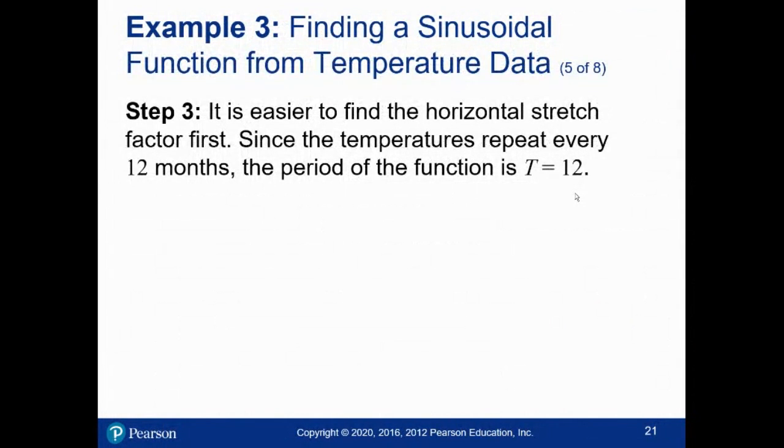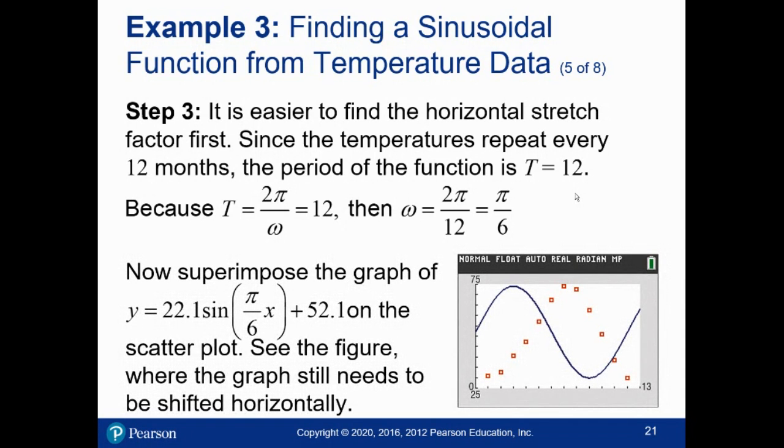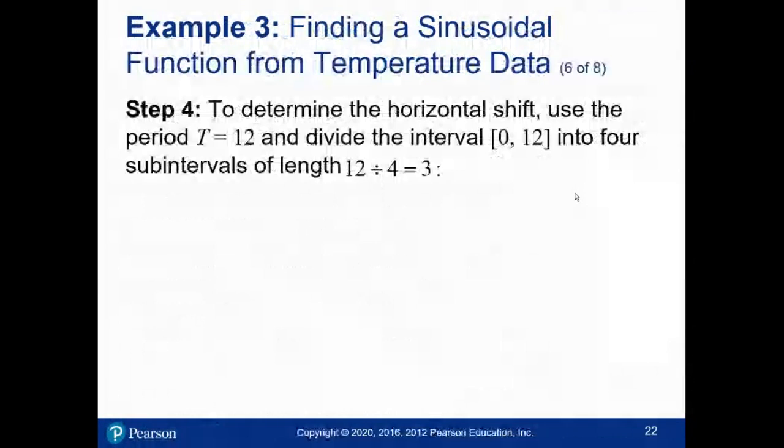So let's work with the horizontal stretch factor, aka the period. Okay. We reasonably conclude that temperature is going to repeat itself every year, every 12 months. So the period should be 12. So since 2 pi over omega is 12, we conclude omega is probably pi over 6. Okay, so if I put omega equals pi over 6, now we have the right period, but the horizontal shift is definitely off, aka the phase shift.